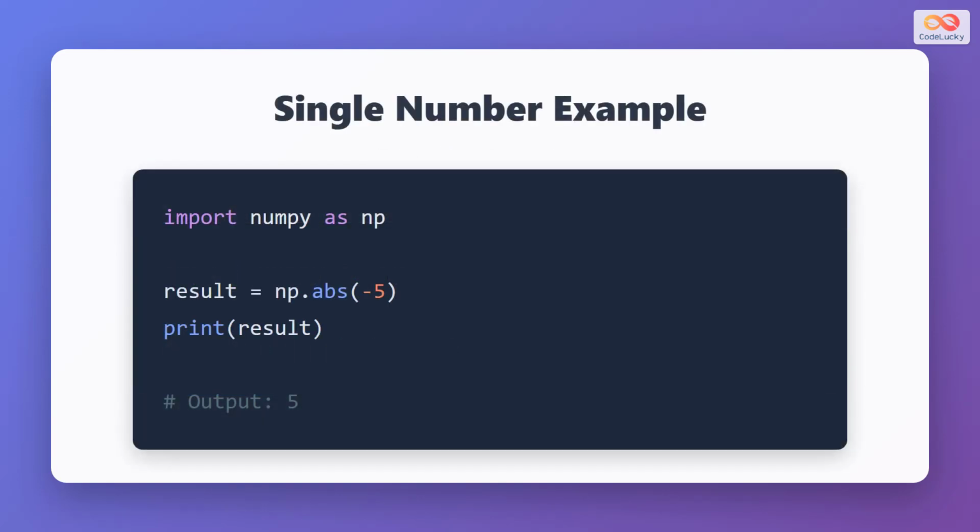Let's see a basic example with a single number. We import NumPy as np, then call np.abs with -5 as the argument. When we print the result, we get 5. The negative sign is removed, giving us the positive distance from 0.